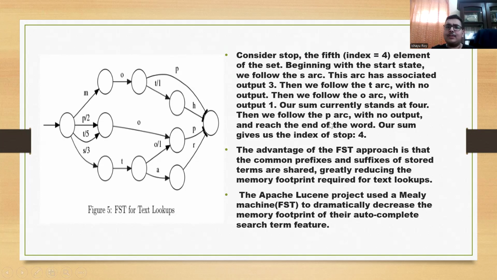So now coming to this FST approach or the algorithm, what is the advantage? The primary advantage is that common prefixes and suffixes of the stored terms are shared, greatly reducing the memory footprint required for text lookups. Now, an example of such a system is the Apache Lucene project, which used an FST to dramatically decrease the memory footprint for the autocomplete search term feature.